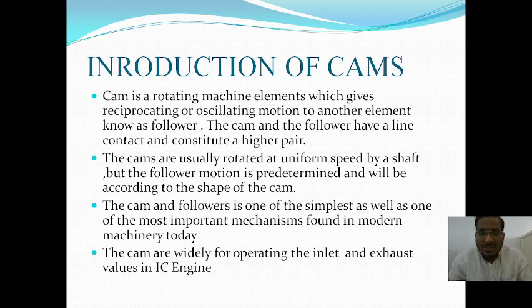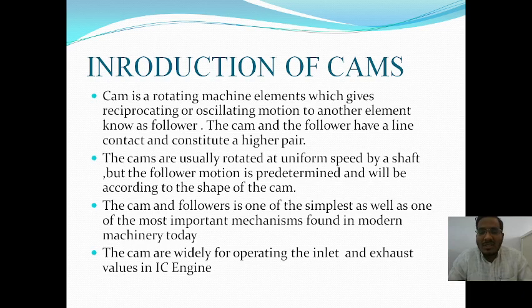The next thing: as I just told you, we use the cam in the automobile sector at the head of the engine cylinder. The cam usually rotates at a uniform speed by the shaft, but the follower motion is predetermined. It will be according to the shape of the cam. Usually the cam rotates with uniform motion.